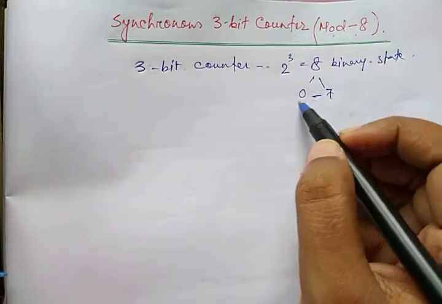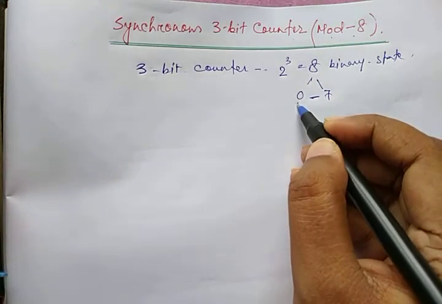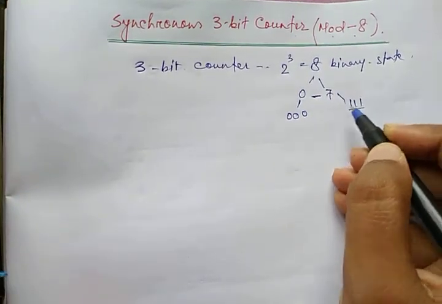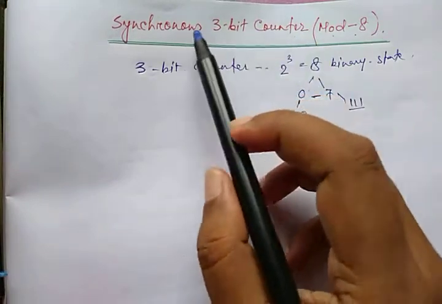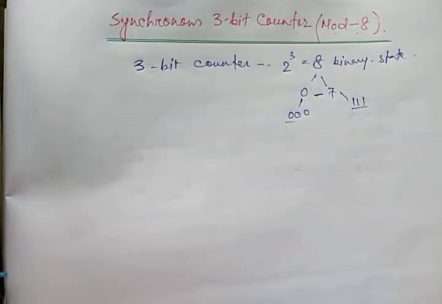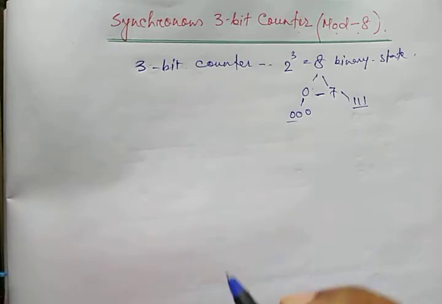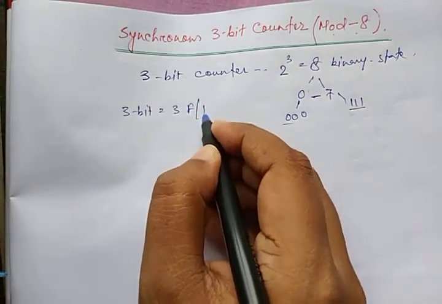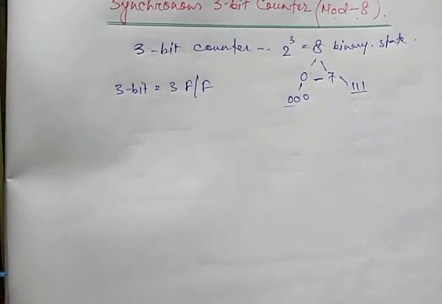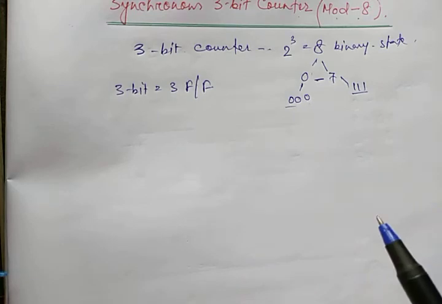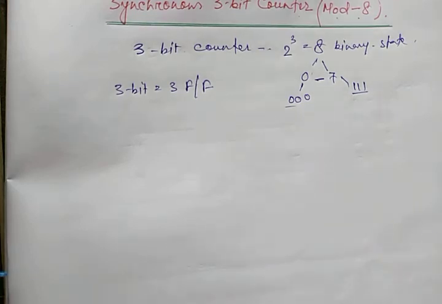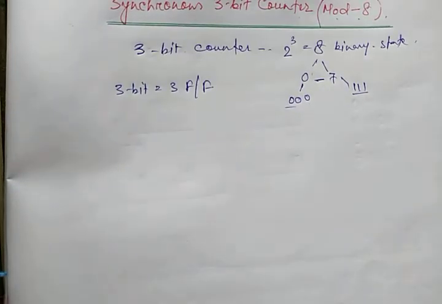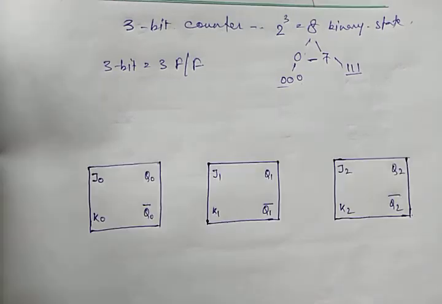So 0 to 7 means the starting binary of 0 is 000 and 7 is 111. As 3 bits are required, that's why it is a 3-bit counter. Here 3-bit means how many flip-flops do we require? We require 3 flip-flops. As we use the toggle condition in a counter, we are going to use JK flip-flops. So here we need 3 JK flip-flops. Let us draw it first.